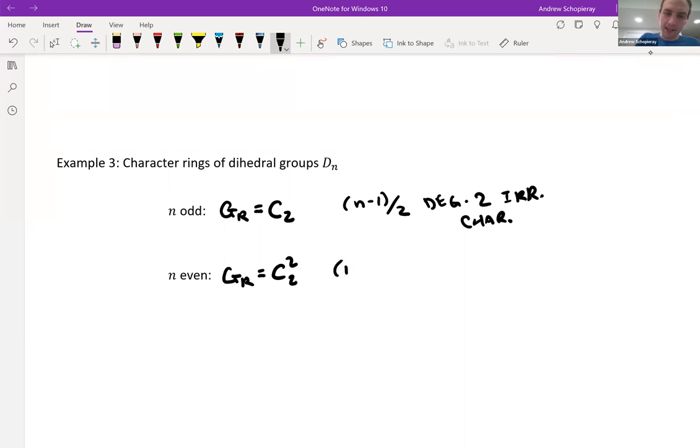And in the even case, I think it's like n minus 2 over 2. Don't quote me on that. If that's not correct, it's very close. Okay. So if n is very large, then clearly these groups are not acting transitively on those remaining degree 2 irreducible characters. So in fact, you can make it as bad as you want.